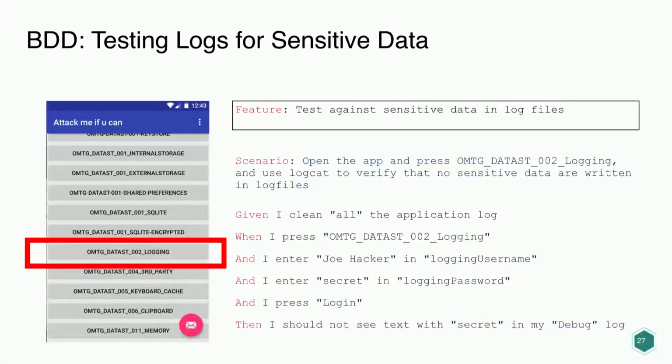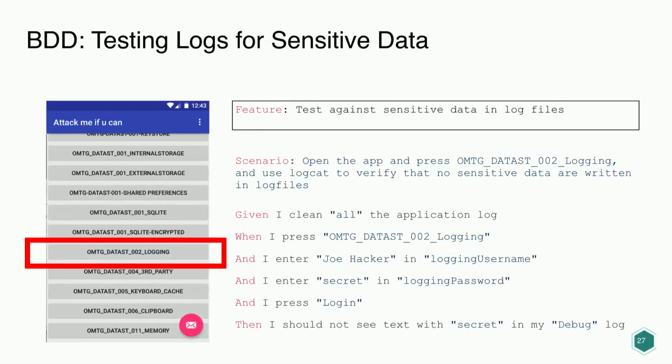So our BDD will look like this. We will have a feature. A feature is just what we are going to do, right? So we're going to test against sensitive data in log files. A scenario, so in this case, our scenario is we open the app, we press the button related to log files, and we check that no sensitive data are written in the log files.